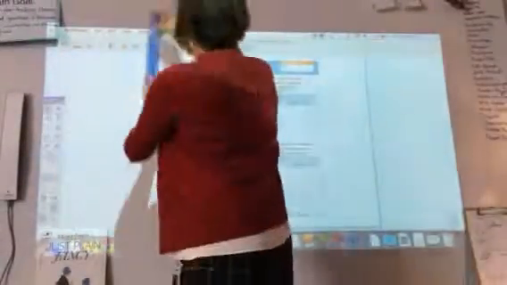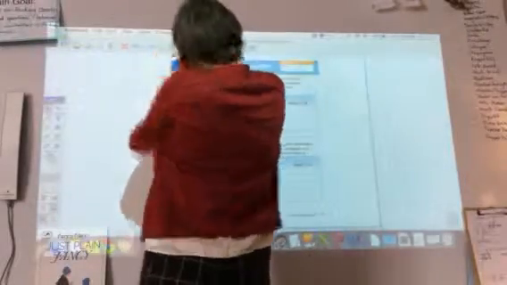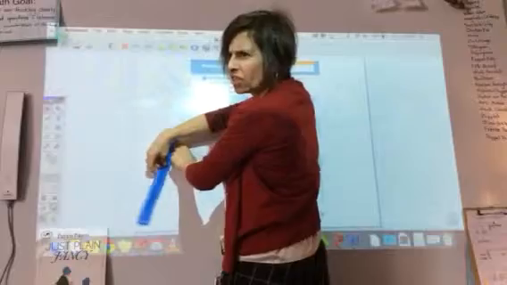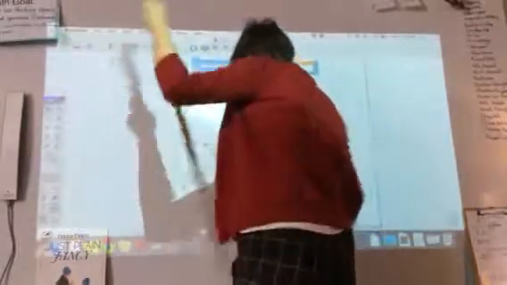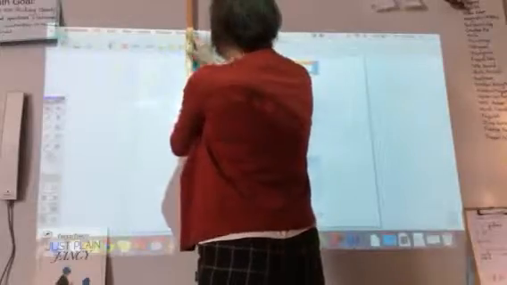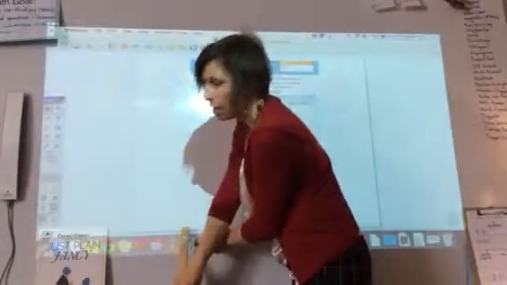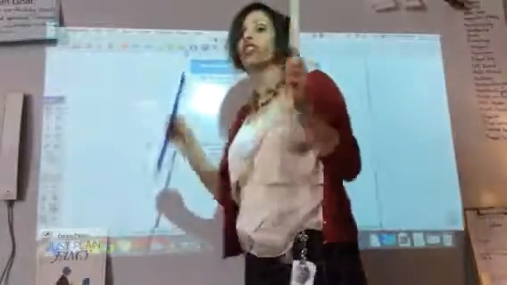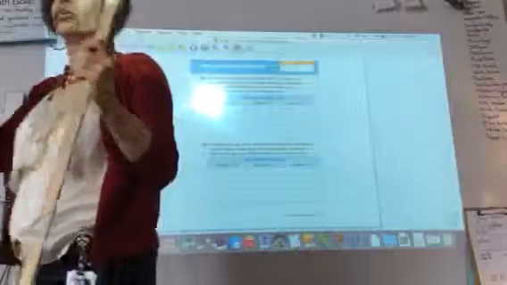But if I want to measure the board, would I use this to do that with? No. Well, what could I use? Yardstick. The yardstick would be way easier. Watch. Bam, right? And then I might have to hold my finger here and go down here a little bit. So we use different tools for different things. If I'm measuring something big, I would use this. If I were measuring something smaller, I'd use this.